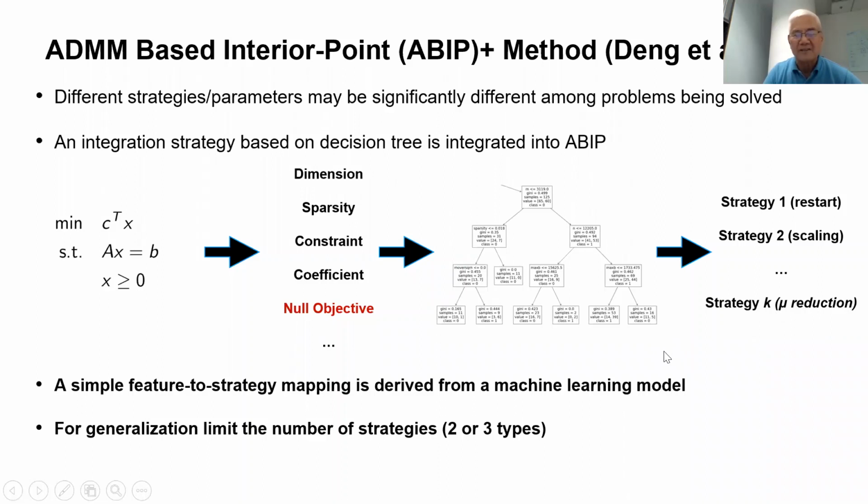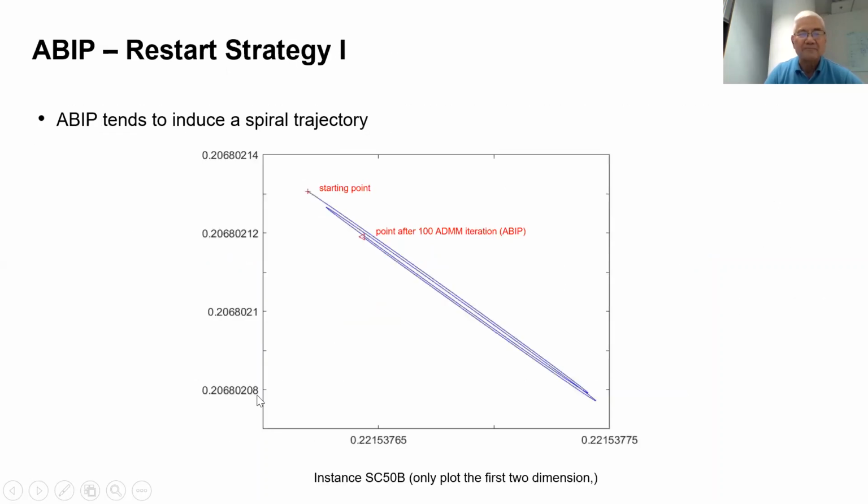For people familiar with the interior point method, you have a theoretical way to reduce mu, but in practice, you want to reduce those variable parameters much faster, as fast as you can, okay? So basically, we use machine learning technology to develop this mapping, to decide which strategy to use. So this is more like a customized setting, depending on the problem features, okay? So this is the generation limit, number of strategies, and all these types of things.